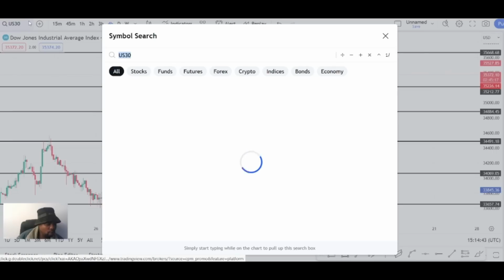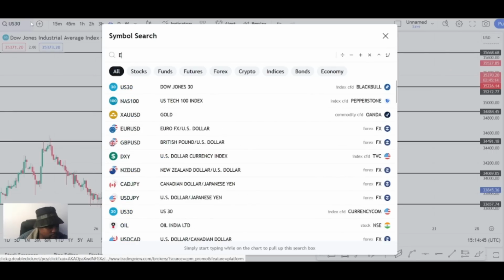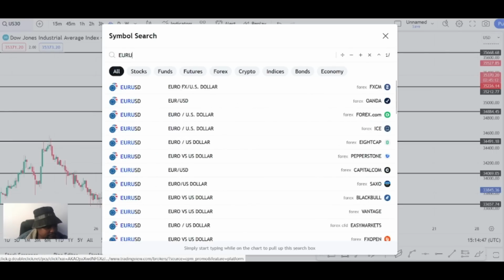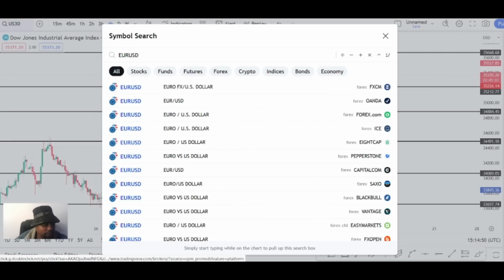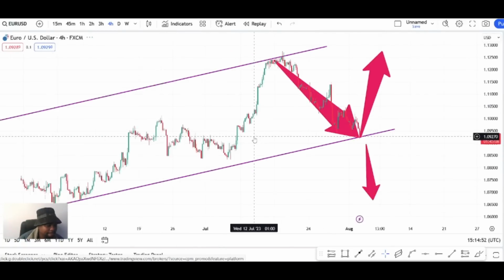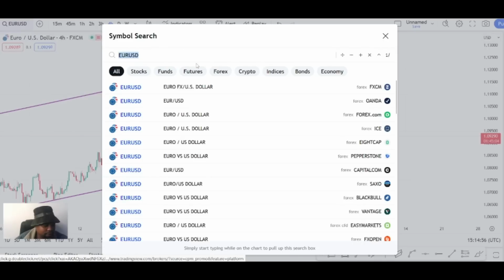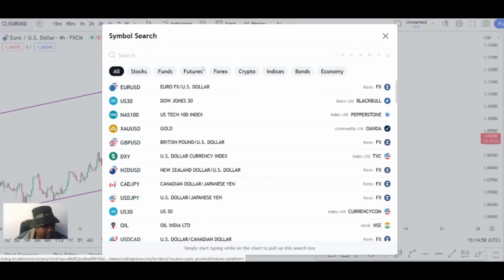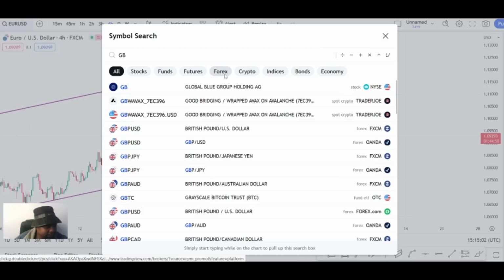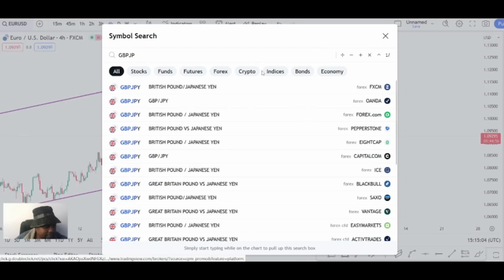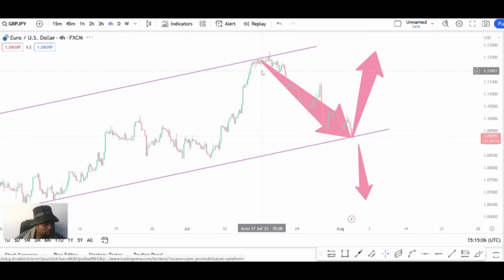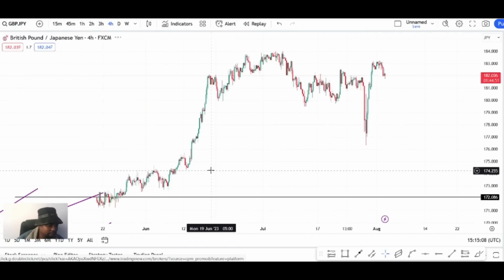I don't know what else I didn't give you guys. Euro USD. Let's see what's happening on Euro USD. Oh, I already gave that. Okay, let's just try something different. GBP JPY. Then I'm gonna do, yes, GBP JPY.